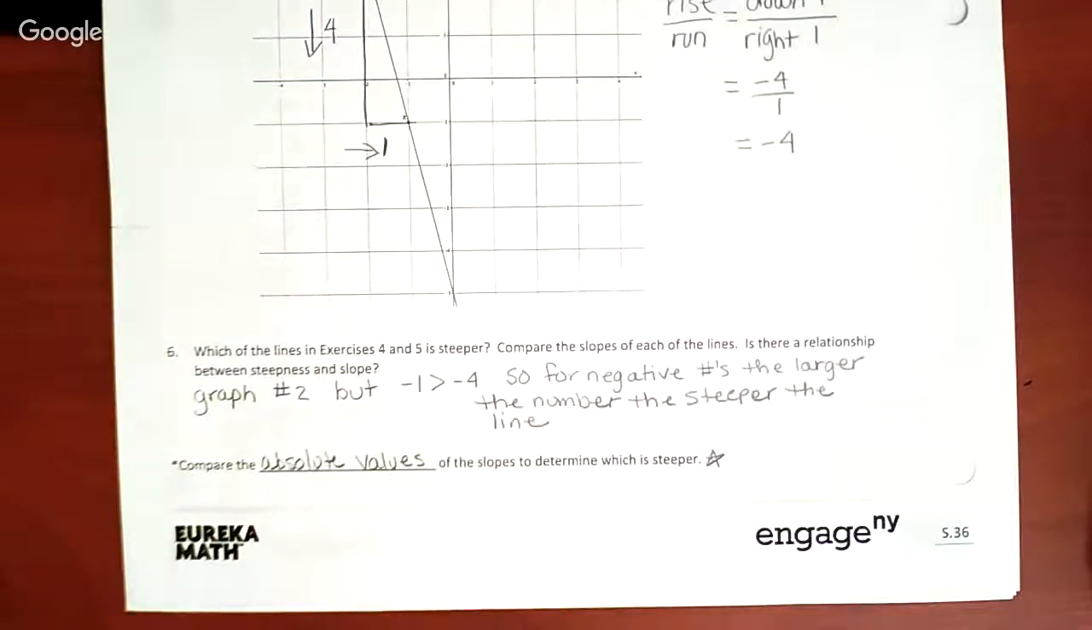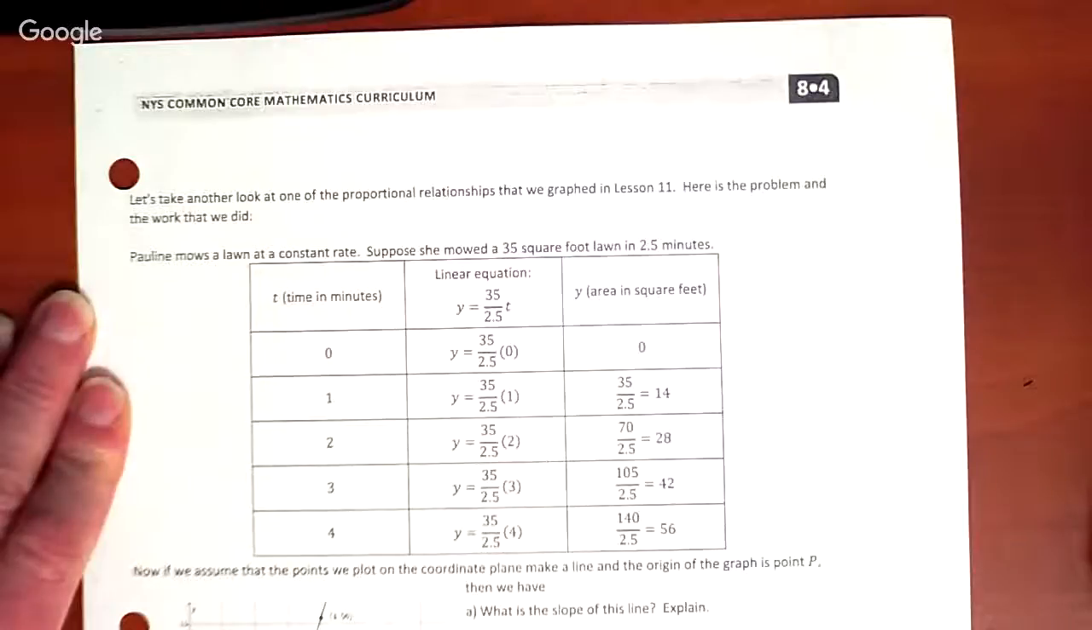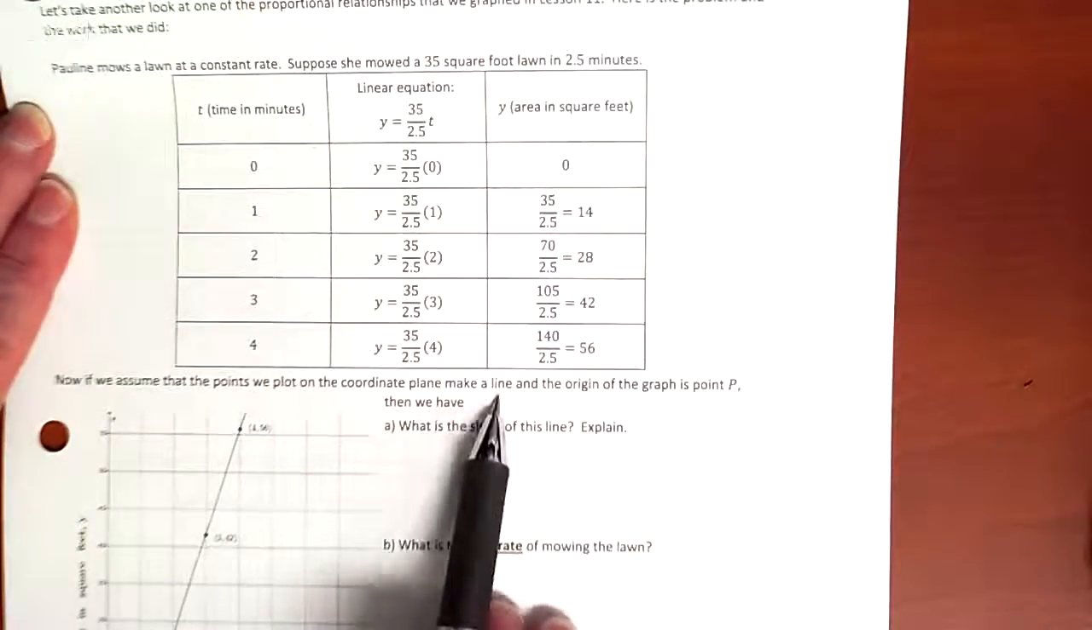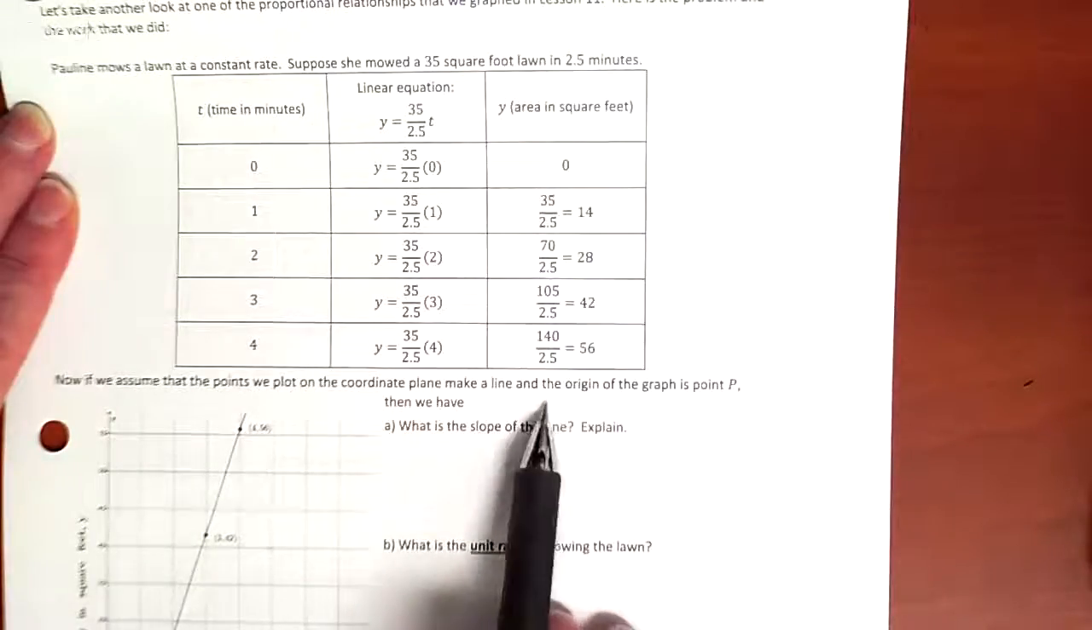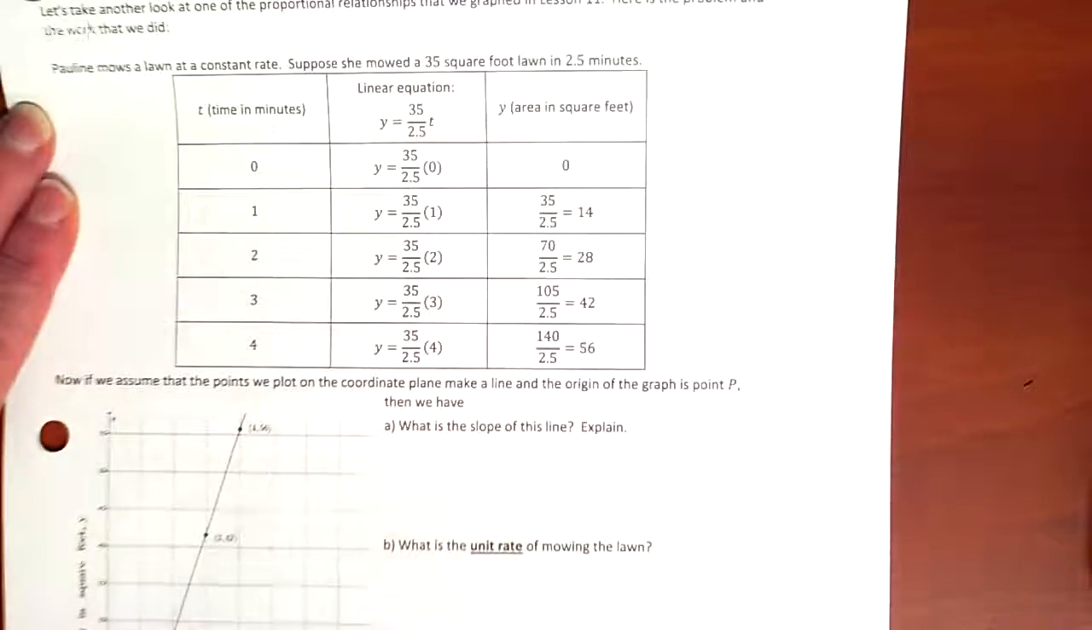Our last page of notes, I believe. Yep, the last page of notes says, let's take another look at one of the proportional relationships that we graphed in lesson 11. Here's the problem and the work that we did. Now, if we assume that the points that we plot on the coordinate plane make a line and the origin of the graph is point P, then we have this graph here.